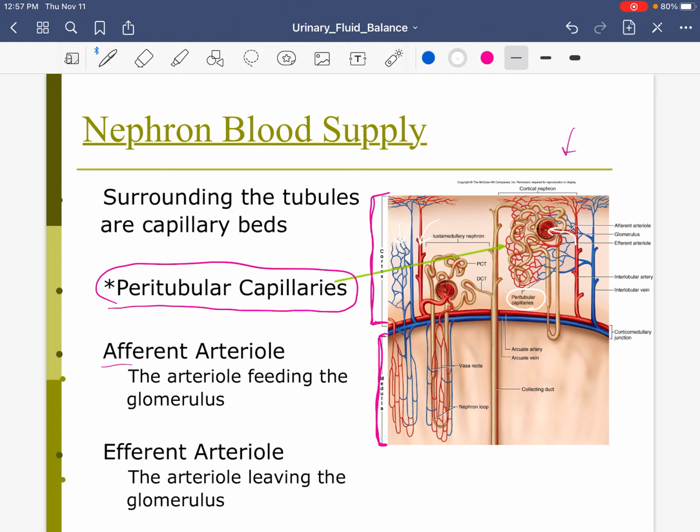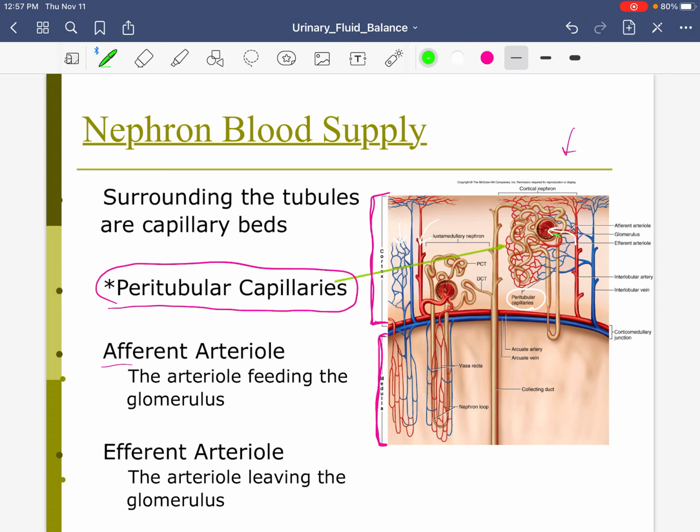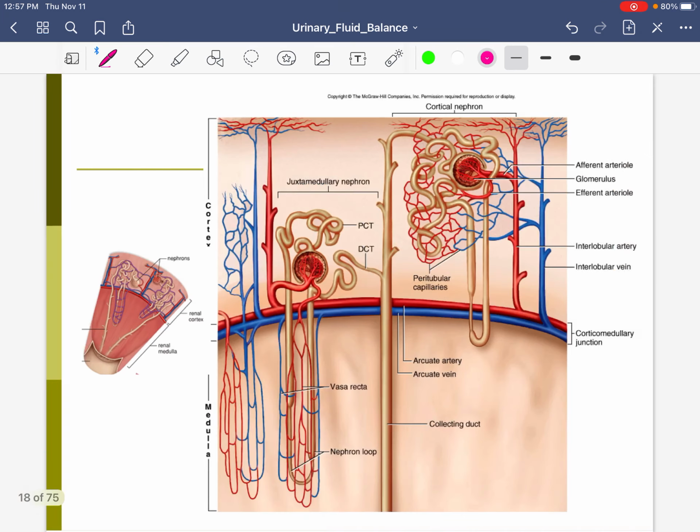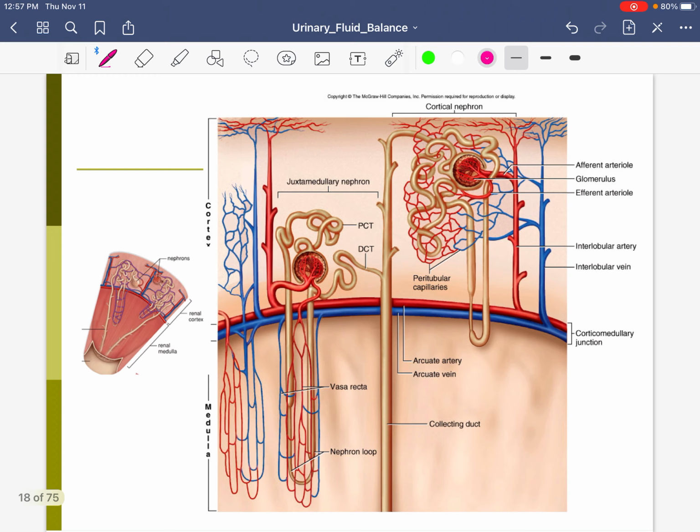If you're wondering, FYI, we do have an afferent arteriole that feeds the glomerulus, right? So what's going to bring blood into the glomerulus is called the afferent arteriole. And then what's going to bring blood out of the glomerulus is called the efferent arteriole. I'm not going to have you know those right now, but there they are, in case you're wondering. But what I would like you to know is the peritubular capillaries, capillary bed that surrounds the tubules of the nephron. Again, another picture up close. More pictures, more you can study.